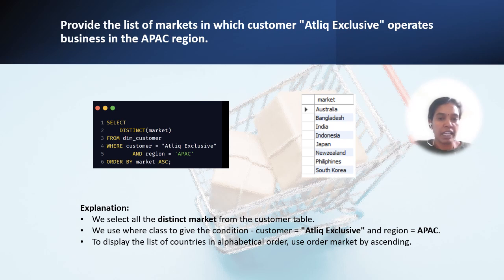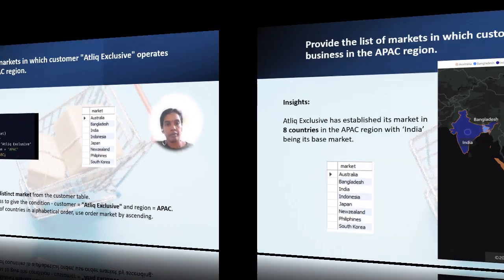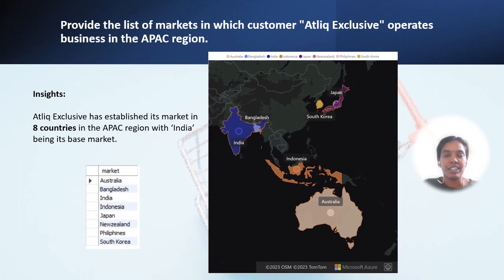Provide the list of markets in which Atliq Exclusive operates business in the APAC region. If you want to take a look at the SQL query, please go ahead. This visual shows the list of countries, markets where Atliq Exclusive operates. As you can see, there are 8 countries in the APAC region, with India being its base market.